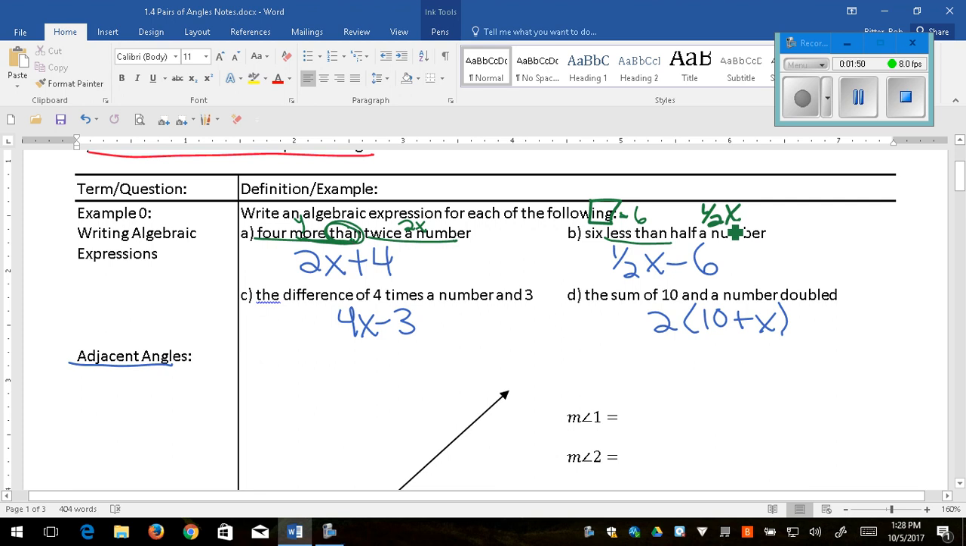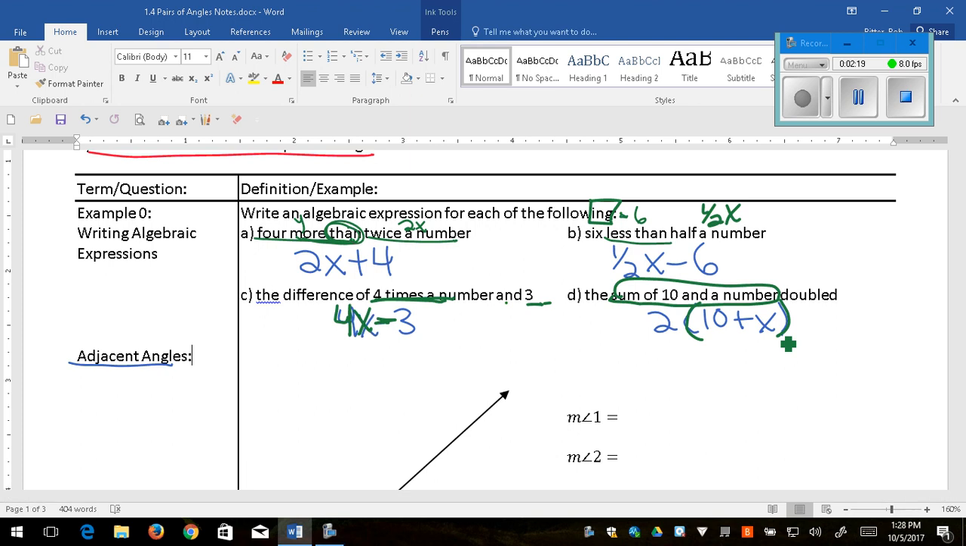Letter C, the difference of 4 times a number and 3. The difference of this and this means that I'm subtracting 3 from 4 times a number, which is 4x. And letter D, the sum of 10 and a number doubled. So I'm supposed to take the sum first of 10 and a number and then double it. So there's the 10 and the number, 10 plus x. The quantity is in parentheses, times 2.